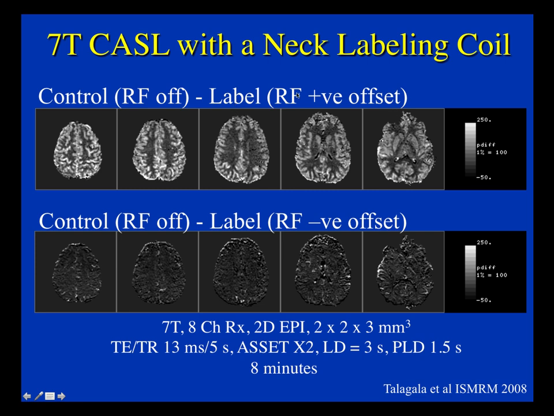These images were acquired with the frequency of the RF pulse during the labeling condition applied at the proper frequency. In the bottom row of images, we have purposely made the frequency negative to make sure that we do not see any residual signal. So this set of images confirms that the signal we see in the top row is coming from blood flow and not from some artifact. At 7T, these images were acquired at 2 by 2 by 3 millimeters, a little bit higher resolution than we were able to do at 3 Tesla, and these images took about 8 minutes.